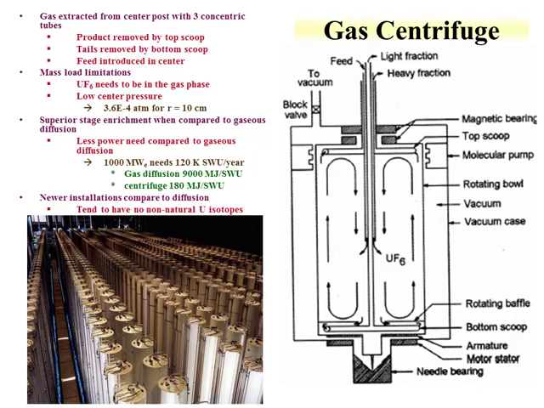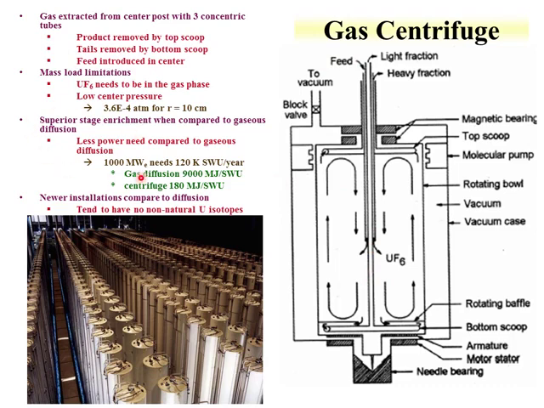So here's an example of a gas centrifuge where we can feed gas in, it's spun, we get the diffusion concentration of the heavier gas on the outside, lighter gas on the inside. The light fraction can be taken out through the center. The products are removed by a top scoop, the tails are removed by a bottom scoop, with the feed being introduced into the center.